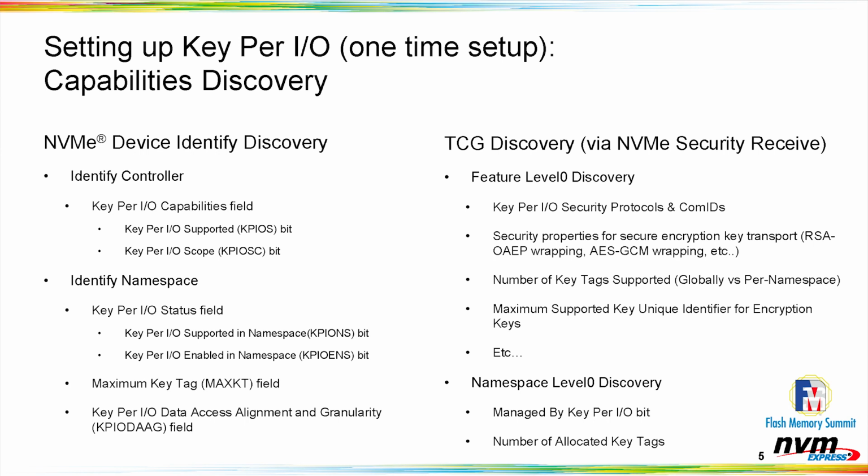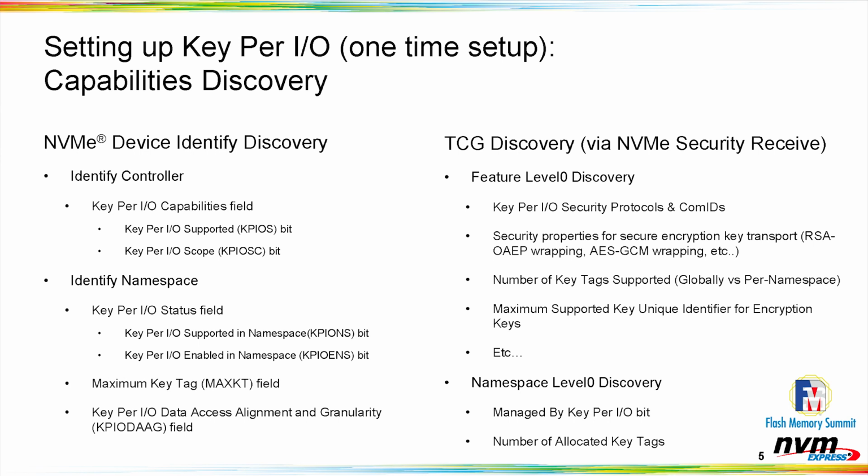The other capabilities you can find out are the number of key tags, which you can think of as the number of encryption keys you can have active at the same time per namespace and for the entire controller. And you can find out the level of data access you can do with the encryption.